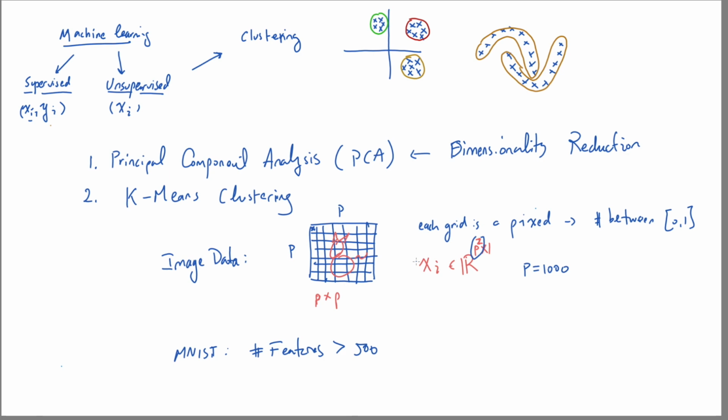Do we need 10,000 dimensions to explain or understand that the image is an image of a cat? And the answer is no. We can actually simplify, we can reduce the dimension and try to compress the information in a 1,000 by 1,000 image into a much smaller image.